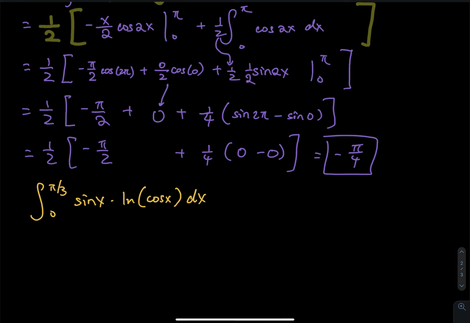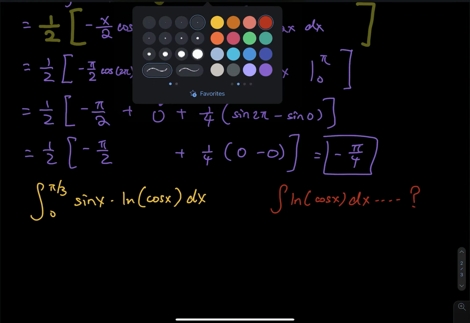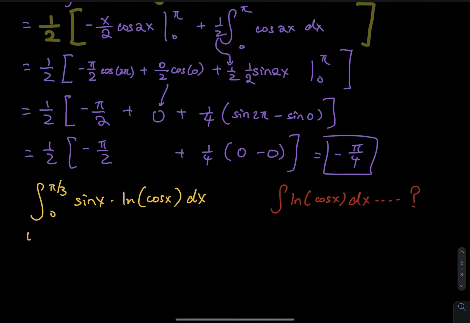First of all, when you consider the integration by parts, one thing I have to mention is the integral of ln cosine x dx. You don't know how to integrate this, and I don't know what the answer equals, so we have to avoid having the integral of ln cosine x. So how do you avoid that? Then you have to let u be ln cosine x.